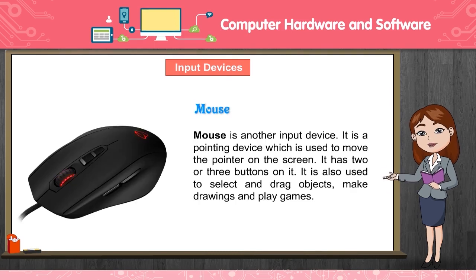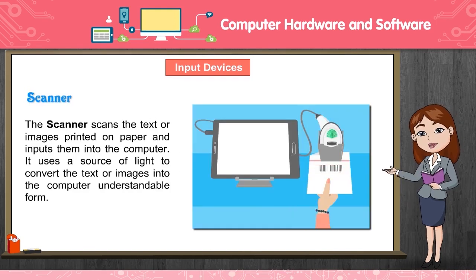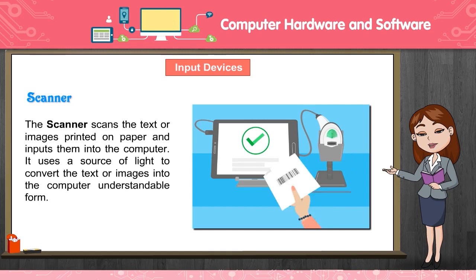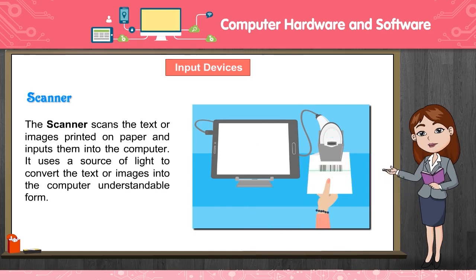Mouse. Mouse is another input device. It is a pointing device which is used to move the pointer on the screen. It has 2 or 3 buttons on it. It is also used to select and drag objects, make drawings and play games. Scanner. The scanner scans the text or images printed on paper and inputs them into the computer. It uses a source of light to convert the text or images into a computer understandable form.